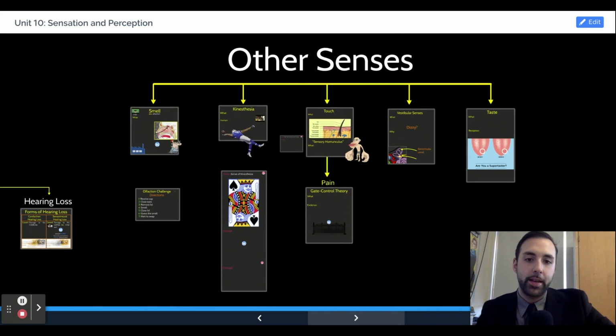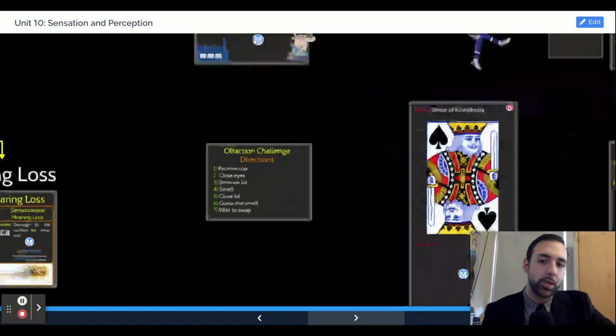Proceeding into the remaining senses, we're going to be talking about 3 senses that you've assuredly heard of: smell, touch, and taste, but also talk about 2 senses, the kinesthetic sense and our vestibular sense, that you might have less familiarity with. We'll start with smell.